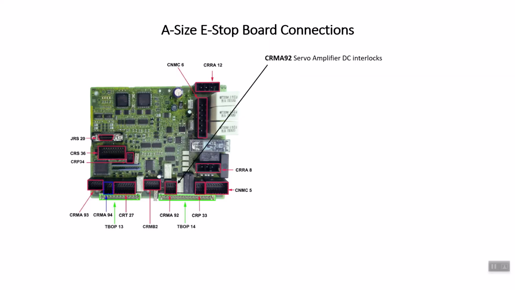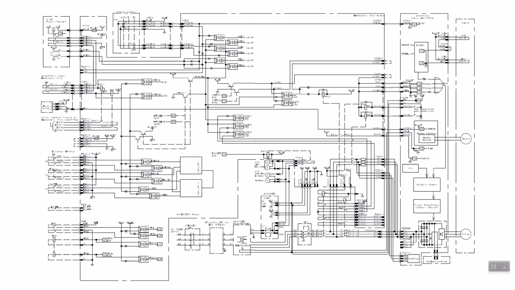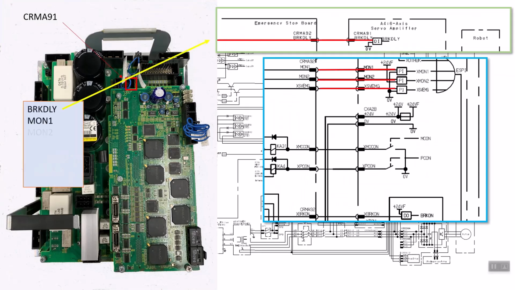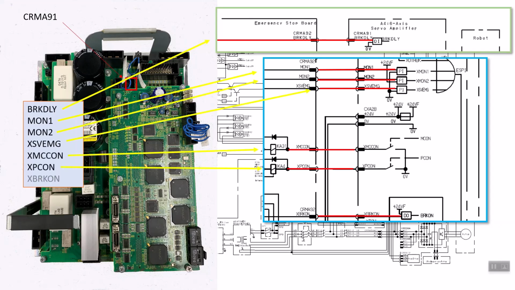CRM92 connects to CRM91 on the servo amplifier as part of several dialogues of inquiries and confirmations. Those signals are brake delay and brake on, motors on 1 and 2, servo emergency, motor contactors on, and precharge on.